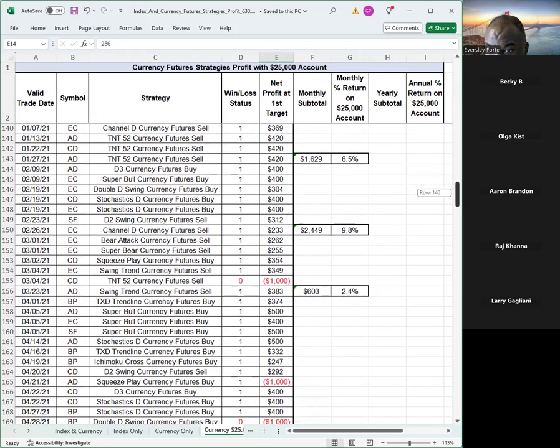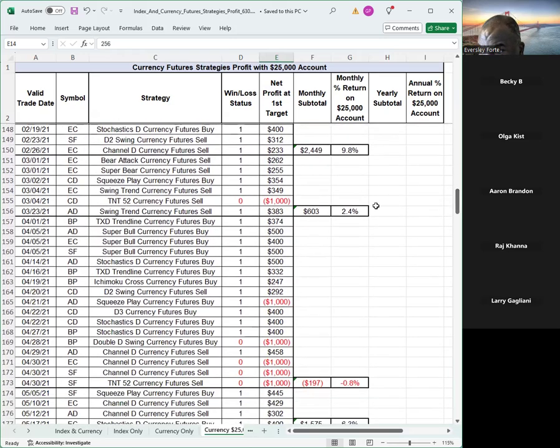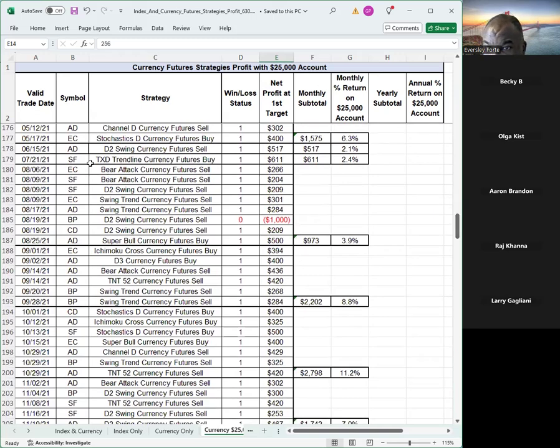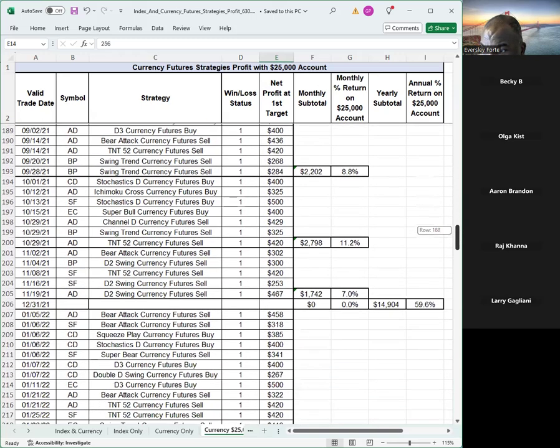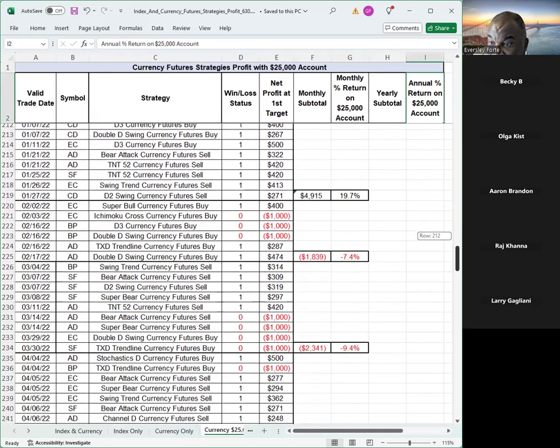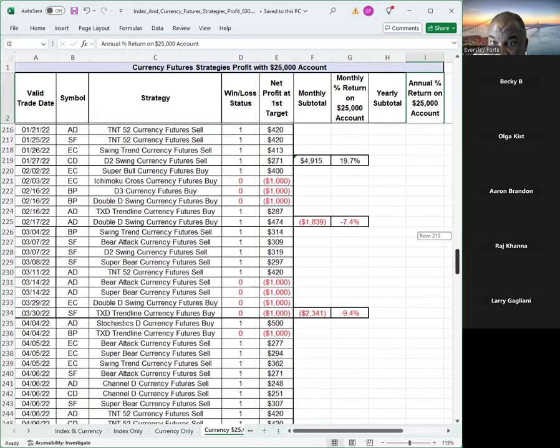All right, so 2021, same type of results for percent returns. At the end of the year, 60% return on the account, risking 4%. Once again, this could be any size account. We're assuming 25. This could be a 10 grand account, a 100 grand account, could be a $1 million account. It doesn't really matter how big the account is. It's about percentage return. Same strategies, different size accounts.